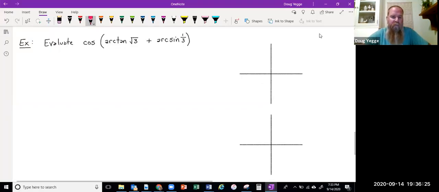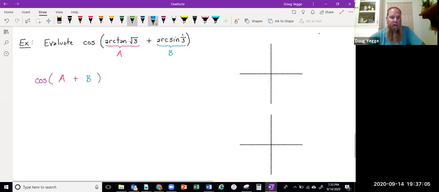Well, let's look at a more challenging problem for our second example here. Keep in mind that arctangent of root 3 describes an angle, and arcsine of 1/3 describes a different angle. So why don't we refer to arctangent of root 3 as A, and arcsine of 1/3 as B. And so if we do that, we should realize that what we're trying to evaluate is cosine of a sum. I'm trying to find cosine of the sum of A and B.